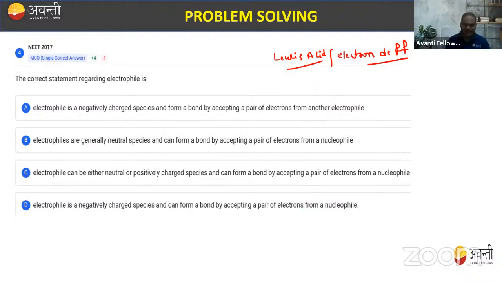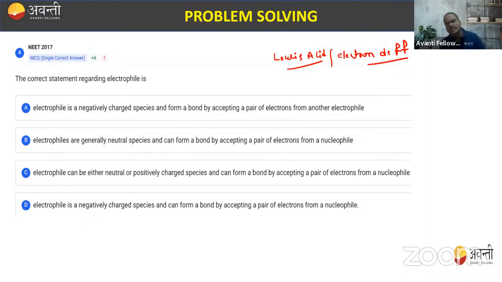Electrophiles are electron-deficient compounds and they have a strong tendency to attract compounds having a lone pair of electrons or having more electrons, right? So is an electrophile negatively charged? No, because negatively charged species are nucleophiles.